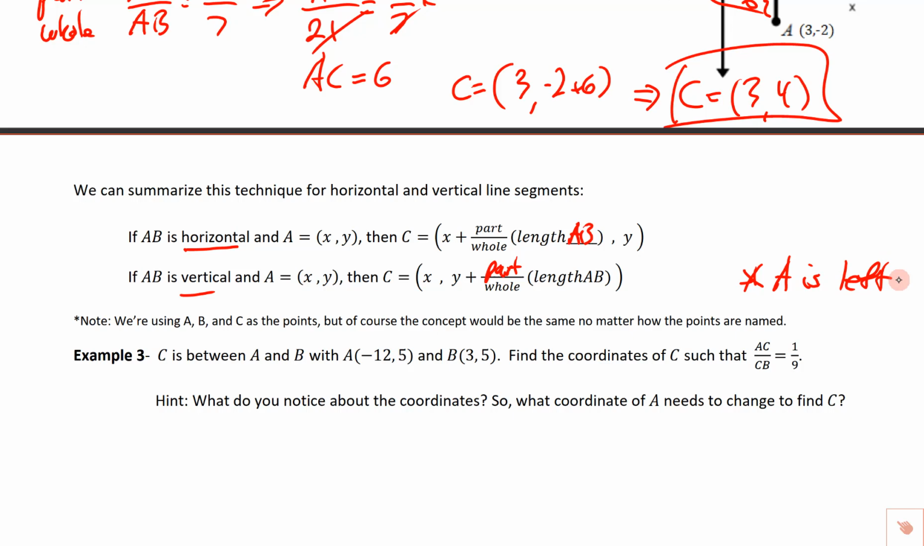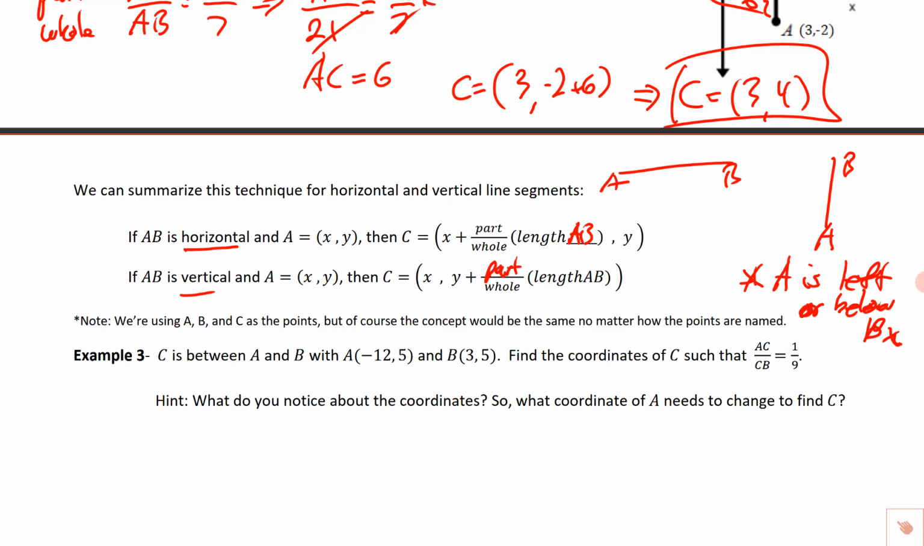Every time we've done this, A is left or below B. So it's always looked like this. A is here, B is here, or A is here, B is here. There's nothing special about the letters we used, A, B, and C. You could use any letters you want. And like Wilson pointed out, if we did it differently, we could just start at the top and go down. So we wouldn't add that much, we'd end up subtracting that much. Make sense? Okay. Any questions?